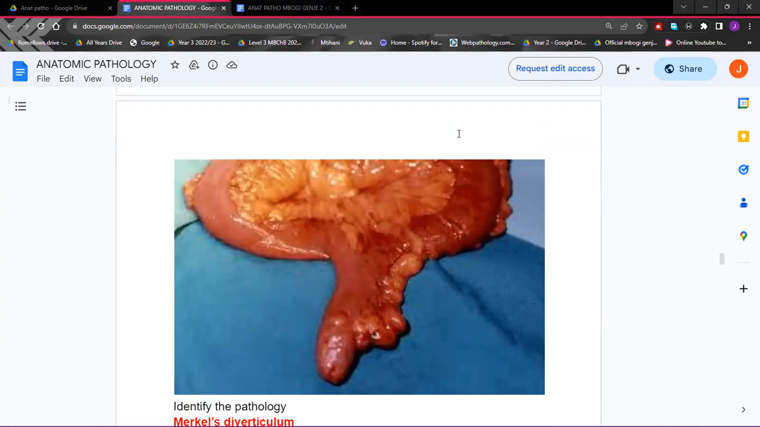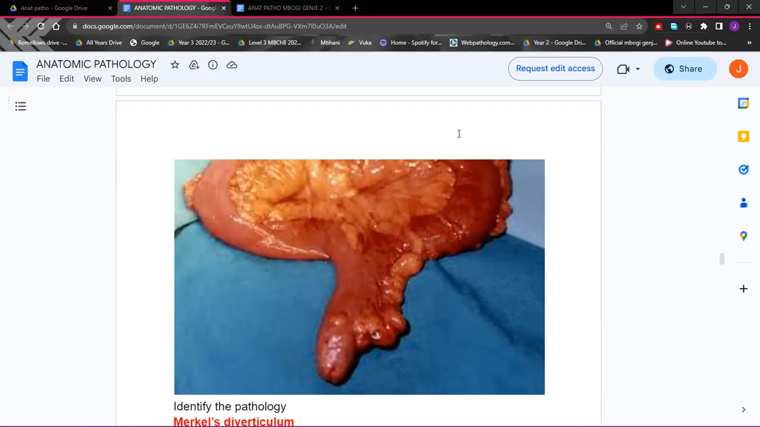Clinical features. How is a patient typically going to present? Yeah, obstruction, I agree, near the ileum. Any other features? Bloating. Not sure about bloating, but yeah, maybe confirm that.